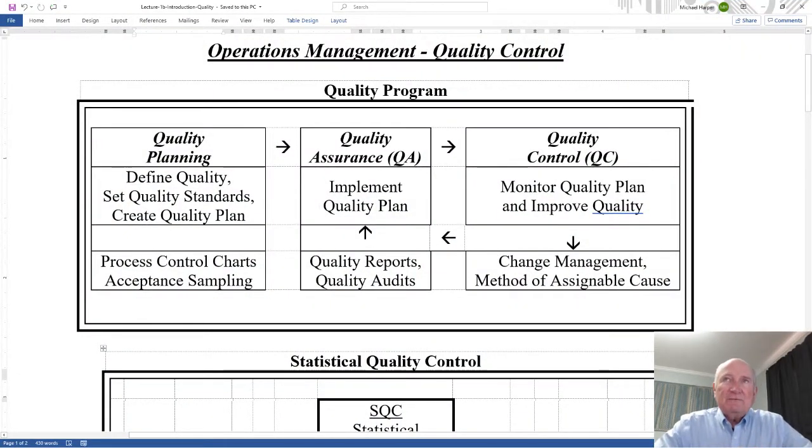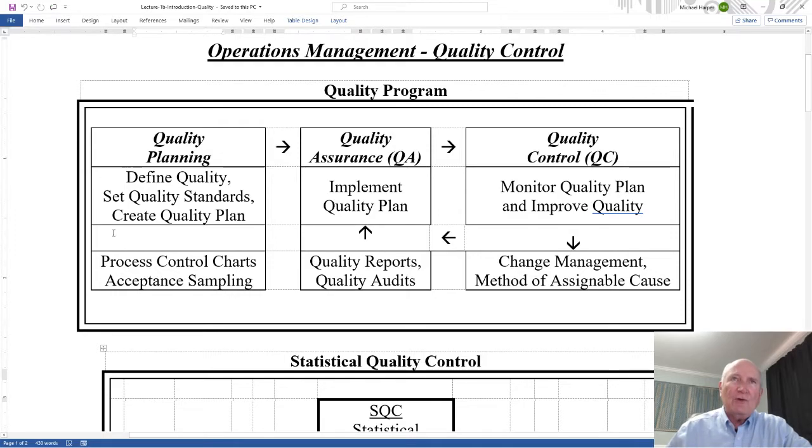Now, operations management quality control. This is just an introduction to the concepts and a little bit on mechanics. There's a lot more than this, so you probably should have a whole course just on quality control. But this is just an introduction to give you some concepts, definitions, and a little bit on the mechanics.